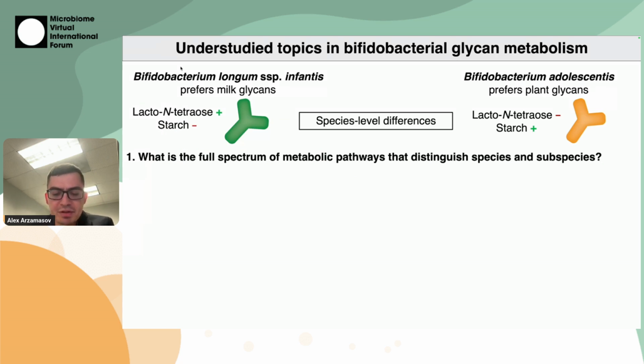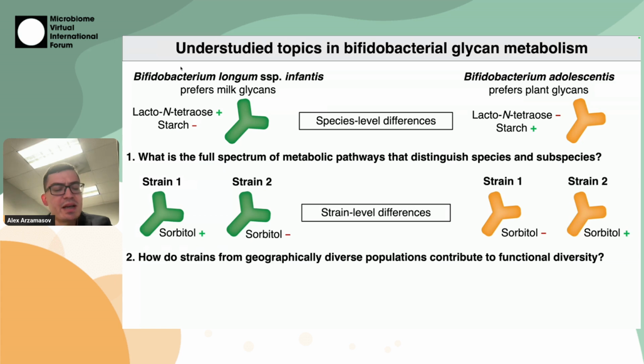In my work, I wanted to answer two questions. First, we do know that different bifidobacterial species and subspecies prefer different glycans, and it's often associated with different ecological niches of these species. But I was curious, what is the full spectrum of these different metabolic pathways that differentiate bifidobacterial species? Also, numerous studies have shown that bifidobacteria vary at the level of strains. So strain 1 can metabolize a specific sugar that strain 2 cannot metabolize. But I was curious how the strains isolated from some underrepresented populations contribute to this strain level diversity.